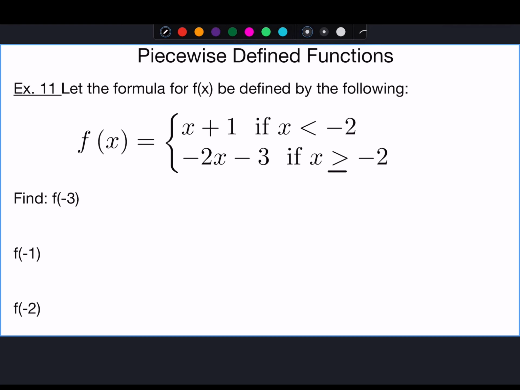So -3 is in the domain. Do you agree with that? Which piece is it in?